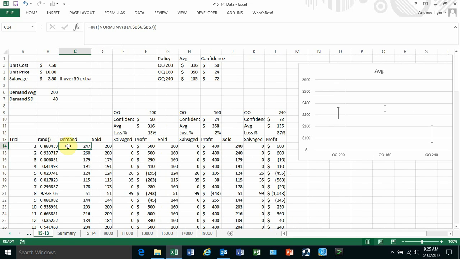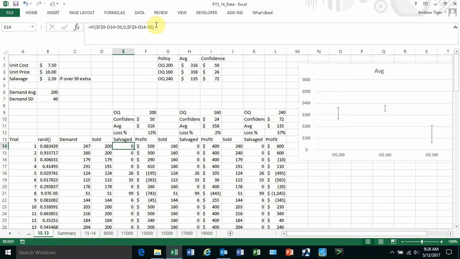Once you've got your random demand, then what you sell is a function of your order quantity and demand. And if you notice, I have three different policies on this same spreadsheet rather than different worksheets. I've got a 200, a 160, and a 240. But I sell a minimum of those.